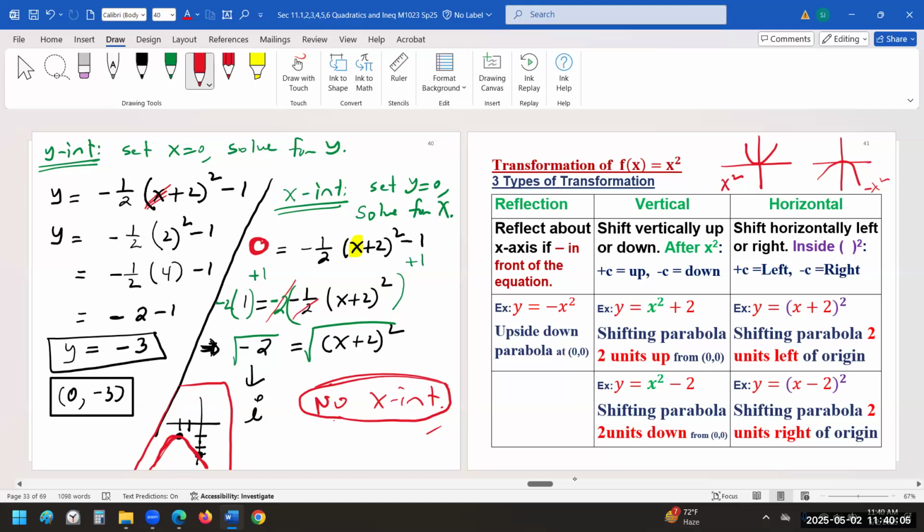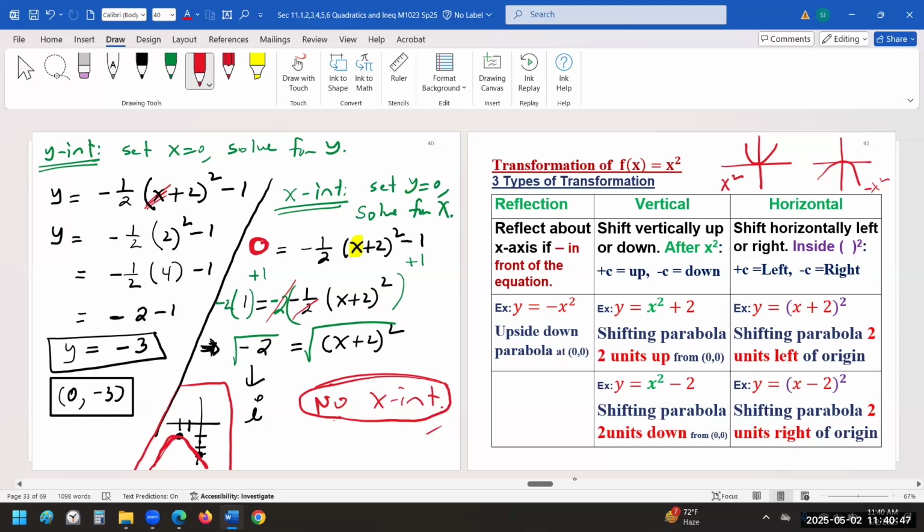Okay, second type of transformation is vertical. Vertical means either you're moving upward or downward. So if you have your x squared and then some number added, it means you are shifting 2 units up from the original shape. And if you have your x squared and then you're subtracting some number, it means you're moving your parabola 2 units down. So if you see your square and then a number, if it's addition, it goes up. If it's subtraction, it goes down. This is vertical movement, vertical shifting.